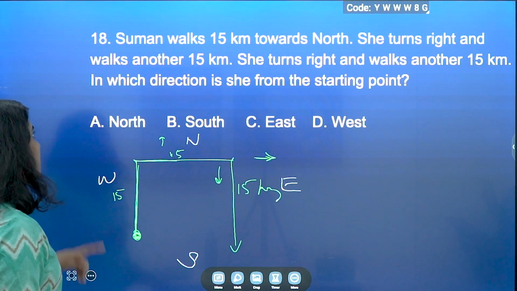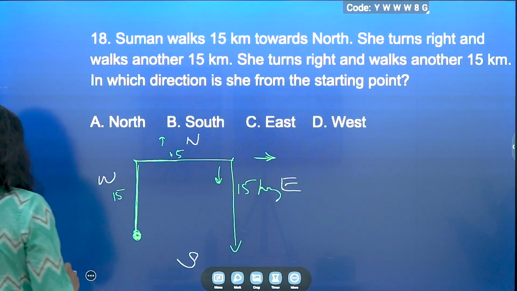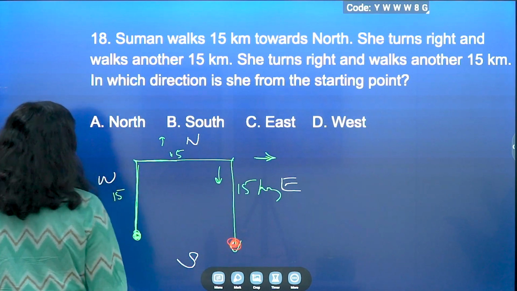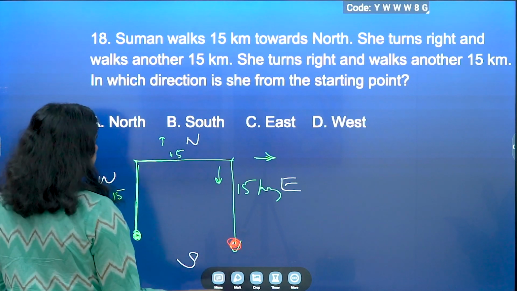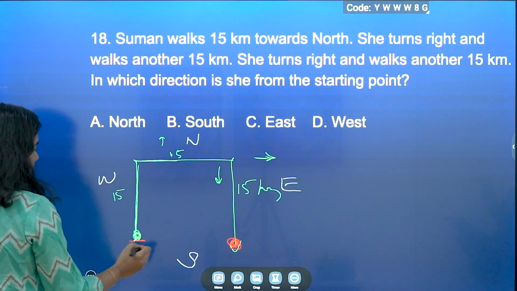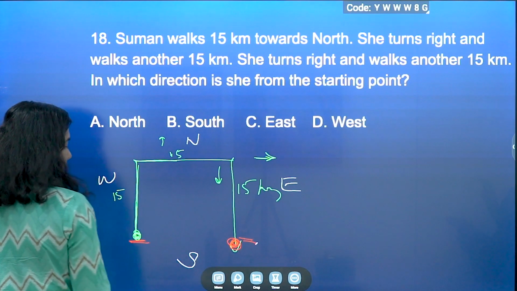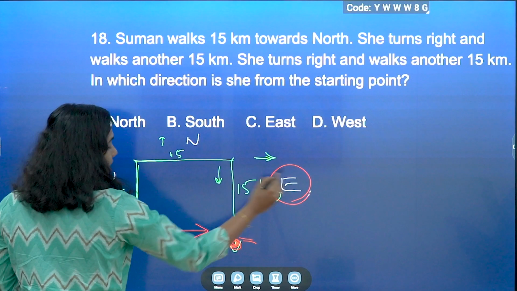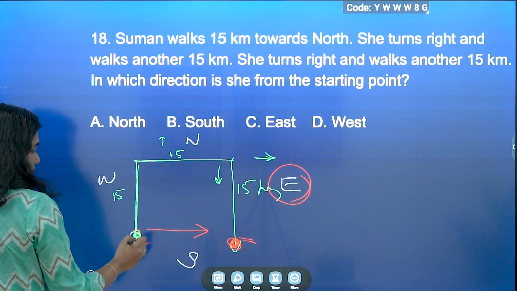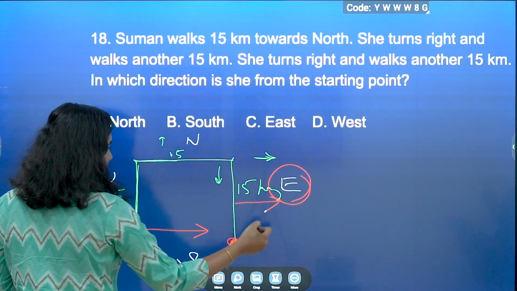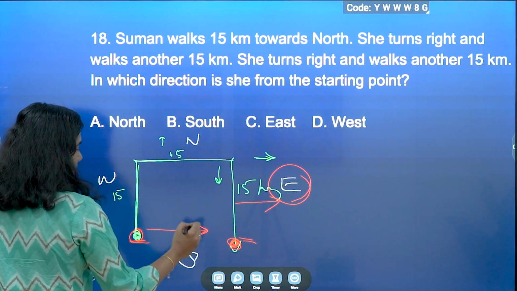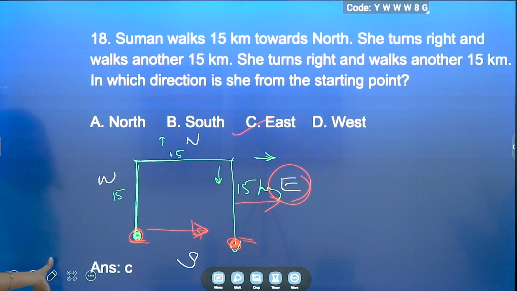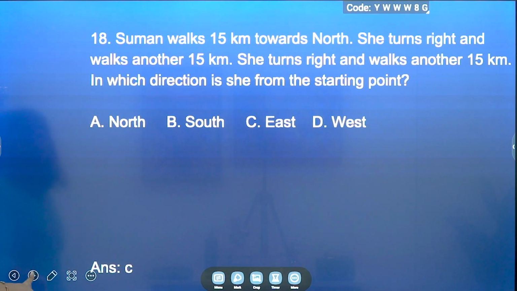Now what you have to find out is in which direction she is from the starting point. This is where she stands now, right? So this was the starting point and now she is here. That means she is in the east position from the starting point. We know that this side is east. So she is in east. Okay, so option C is the answer. Now moving on to the next.